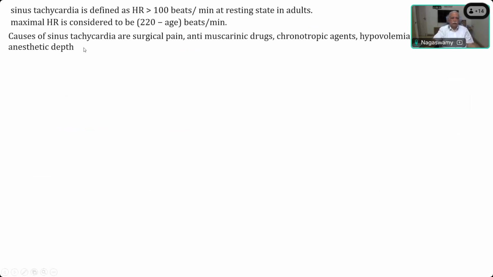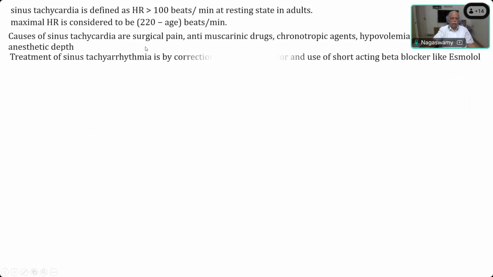So the causes of intraoperative sinus tachycardia are surgical pain, antimuscarinic agents, chronotropic agents, hypovolemia, and anesthetic depth. Treat the causative factor: if it is surgical pain, give analgesics. If it is hypovolemia, correct the hypovolemia. If it is a light plane of anesthesia, increase the depth. So by this itself, we will be able to bring down the heart rate. And if it is still not coming down, then you can use a short-acting beta blocker like esmolol.